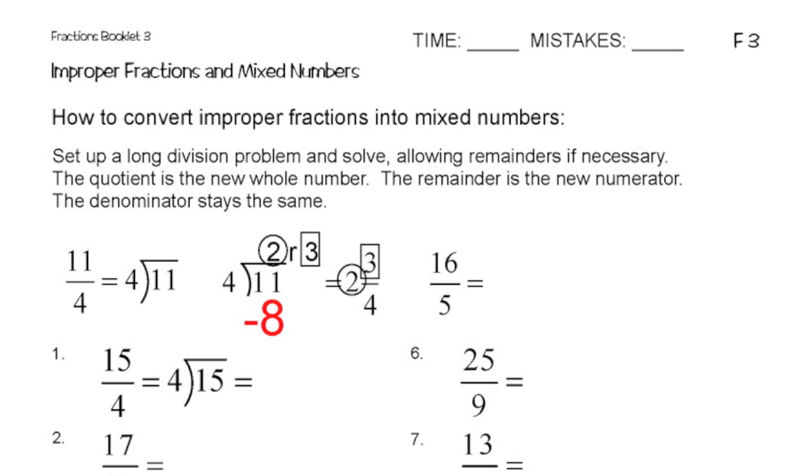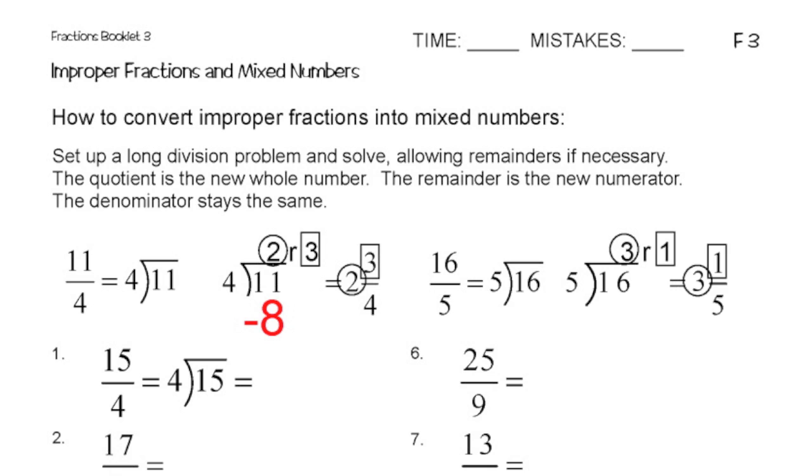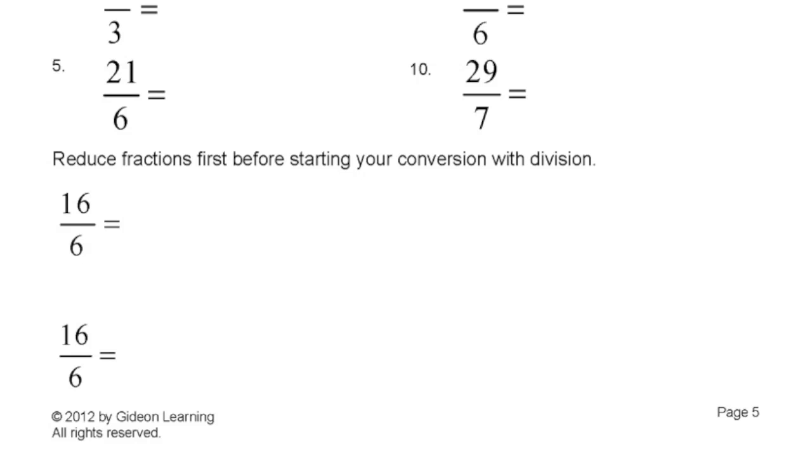If we try this for, say, 16/5, I'm going to set it up as 16 divided by 5. That's going to be long division. 5 goes into 16 3 times with a remainder of 1. So I'm going to have 3 1/5.